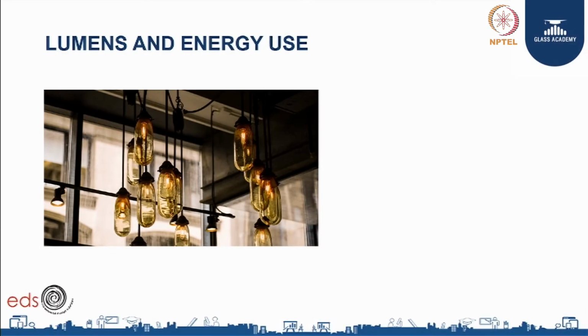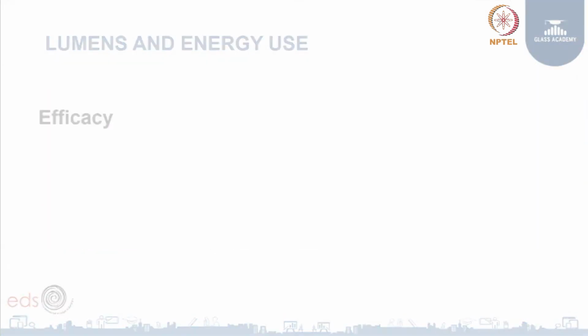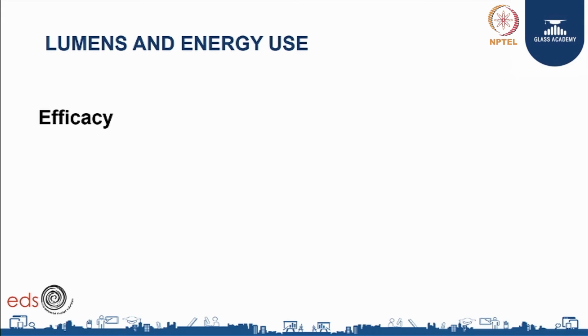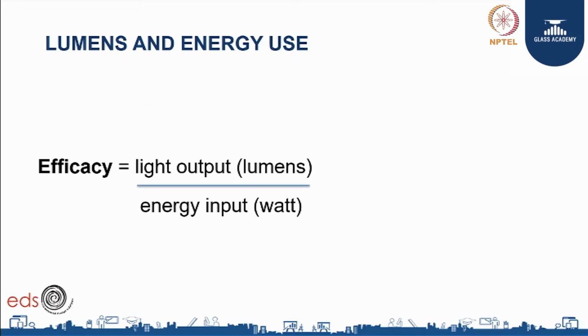This brings us to an important concept of energy use. So let's try to correlate the lumen output with energy use. That brings us to a term called efficacy. Efficacy is a simple term, also called energy efficiency. It's basically the light output divided by the energy input, so light output in terms of lumens and energy input in terms of watts. Basically, what it means is, for every watt of electricity used, what is the lumen output from that lamp?